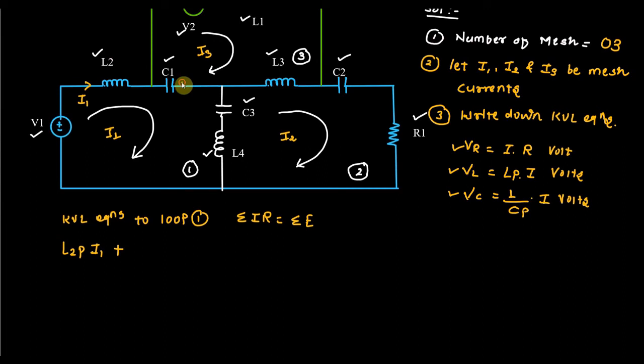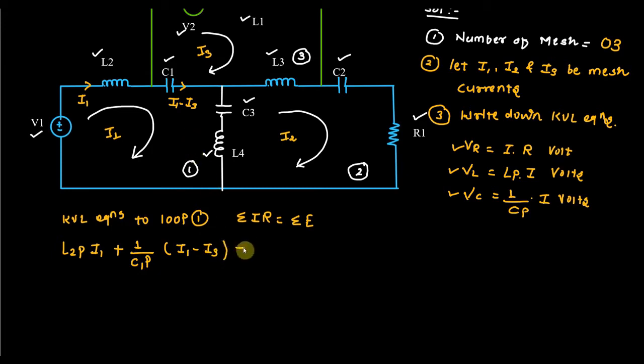This capacitor is common to the first and the third mesh. So what will be the current? This capacitor will carry the current of both the meshes, so that current is I1 minus I3. Because we are considering mesh 1, I1 is greater as compared to I3. So what will be the capacitor voltage? Capacitor voltage is 1 upon Cp, so it will become 1 upon C1P, and the value of current is I1 minus I3.